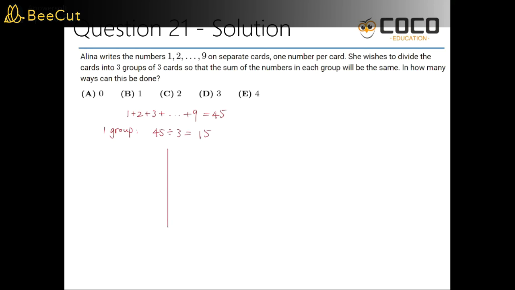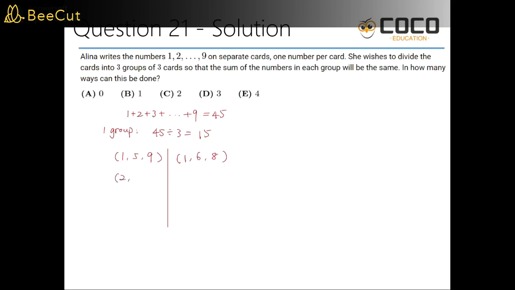So let's check for the numbers. For the group that contains the number 1, the sum of the other 2 numbers is 14. So it can be 5 and 9, or it can be 6 and 8. There are only 2 options. It cannot be 7 and 7, because there's only one number 7.